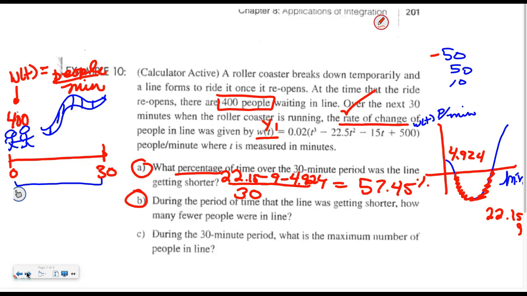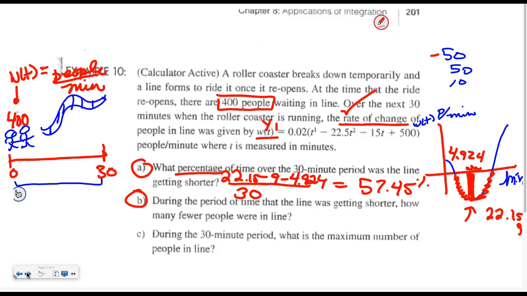During that period of time that the line was getting shorter, so I'm still looking at this squiggly stuff on my graph, how many fewer people were there? How do I go from people per minute to just people? This is an integration problem. This is actually area under a curve. Remember, when you do integration, you're adding up all these little rectangles, and this is dt in minutes, and this is w of t, people per minute, and when you multiply them, you get people, right? And it's going to be negative. Why will it be negative? The line's getting shorter. W of t is negative.